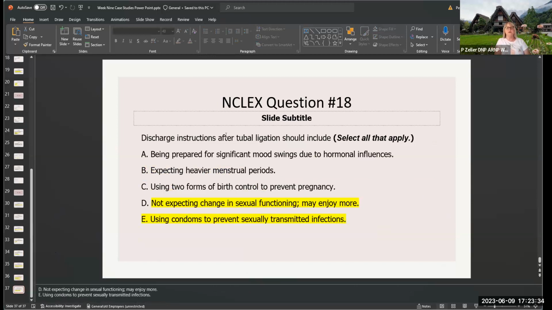The last one is discharge instructions after tubal ligation should include: when we clamp the tubes, it doesn't affect hormone levels. It doesn't affect periods. It doesn't do anything but make her infertile. So not expecting change in sexual function, may enjoy sex more with their partner, knowing that they can't get pregnant. Using condoms is still very important to prevent sexually transmitted infections. Once those tubes are ligated, she can't get pregnant.